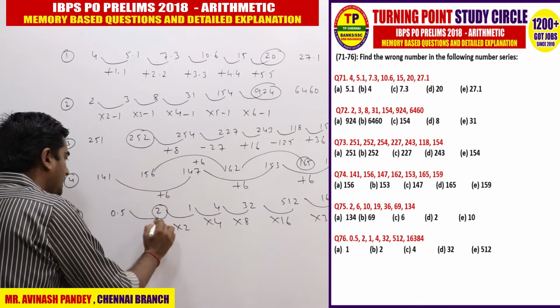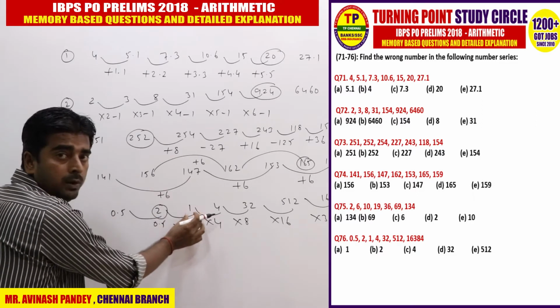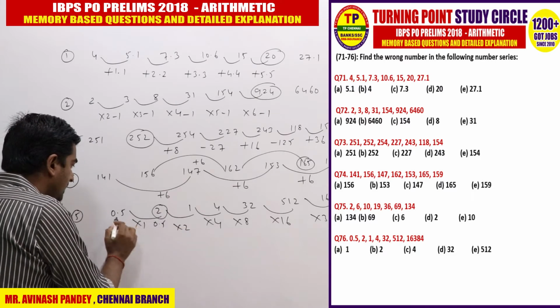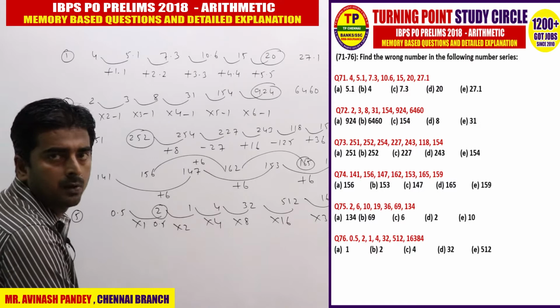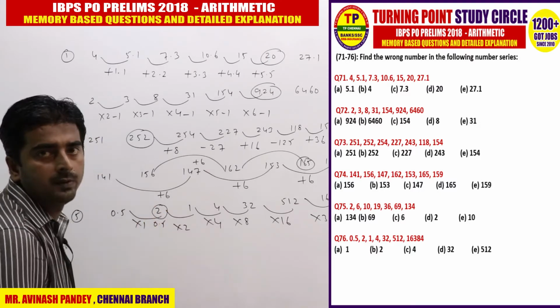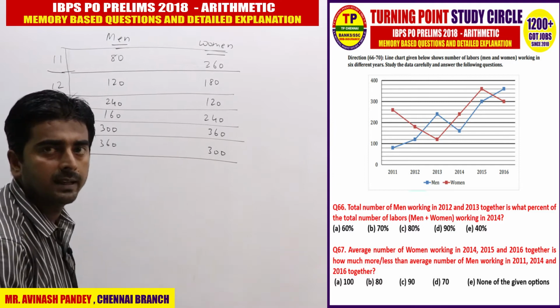If you want, you can say that here 0.5 should come, because 0.5 into 2 will give you 1 and this is into 1. 0.5 into 1 is nothing but 0.5. If anybody asks you what the number is, you can say that instead of 2, 0.5 should come, right? So we'll see the third set of DI which they have asked in the examination.